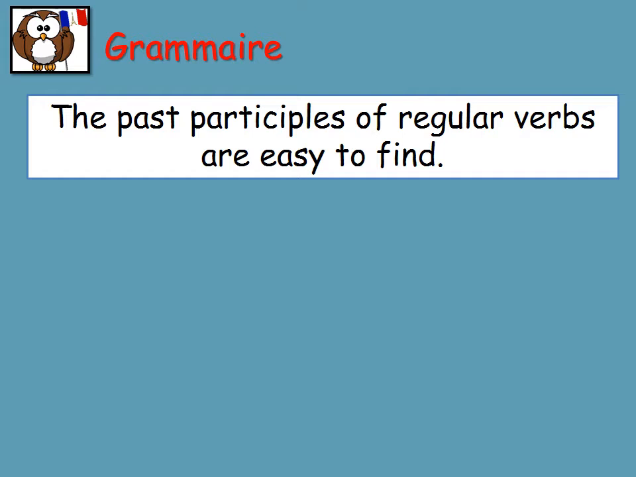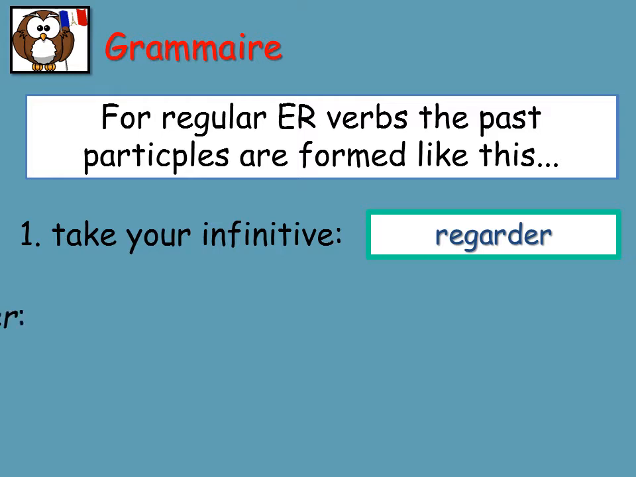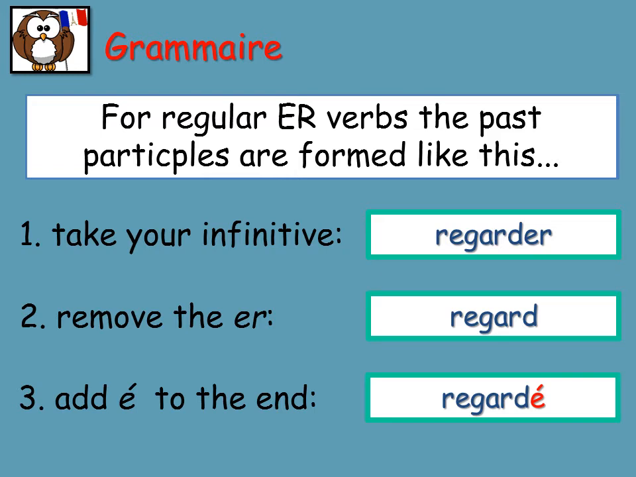And the past participles of regular verbs are easy to find. For regular ER verbs, the past participles are formed like this. You take your infinitive, regardez, you remove the ER, and you add an E to the end. Okay, so regardez, so looking for something with an E acute accent will always flag up for you it's in the past tense if it's with avoir and if it's with a subject as well.